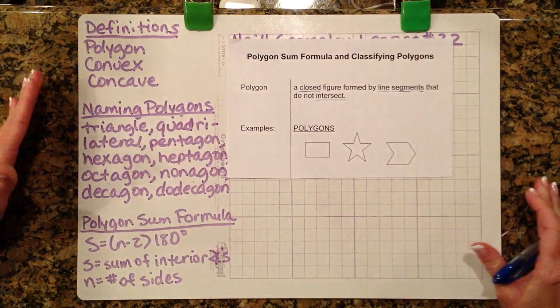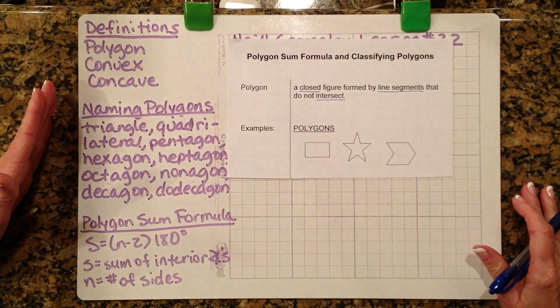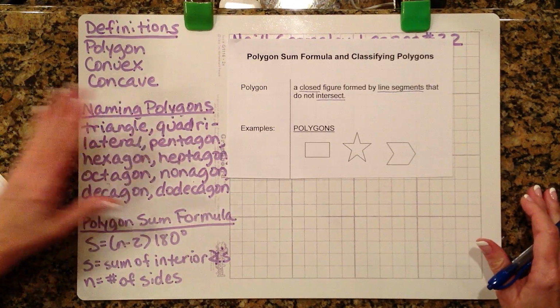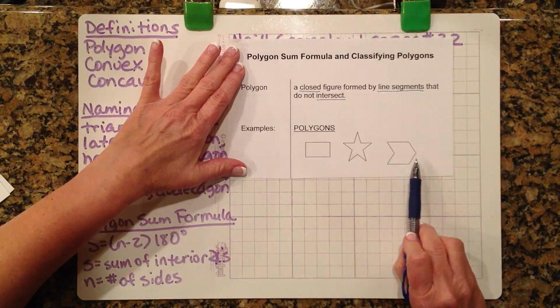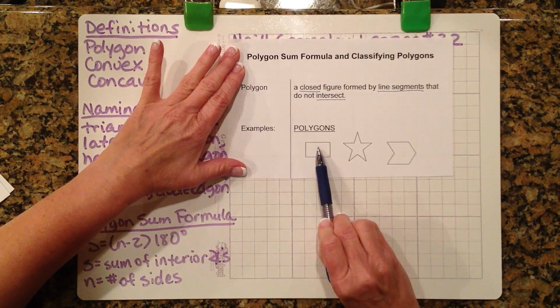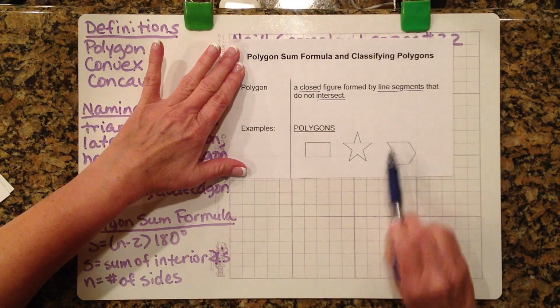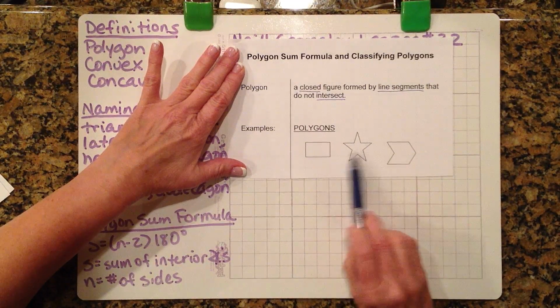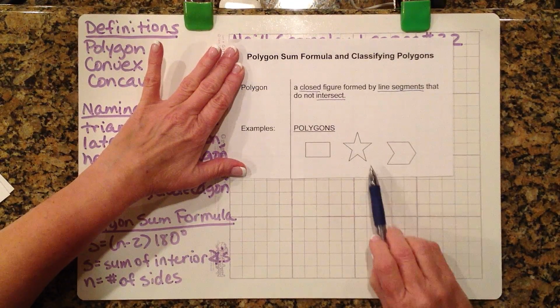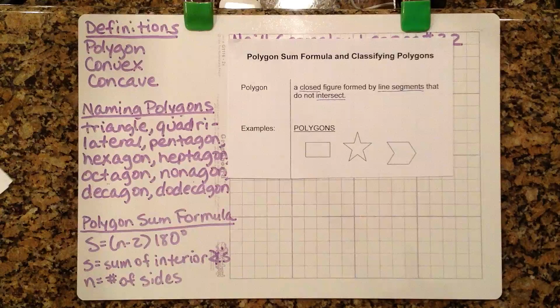So your square, your rectangle, your octagon, your hexagon, those are all polygons. Here are some examples. If you notice, they're all closed. You cannot walk into any of these parts. It's all closed by line segments. And none of these line segments intersect. So those are some examples of polygons.